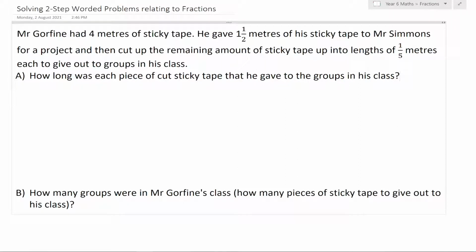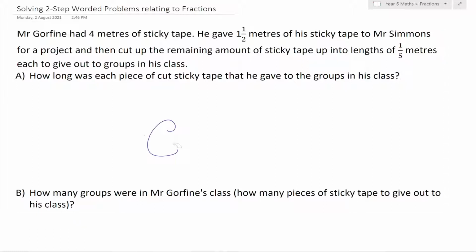In this video, I'm going to be showing you how to solve two-step worded problems when it comes to fractions. So I have a question here and it says, Mr. Gorfine had 4 meters of sticky tape. He gave 1.5 meters of his sticky tape to Mr. Simmons for a project and then cut up the remaining amount of sticky tape into lengths of 1/5 meters long, each to give out to groups in his class.